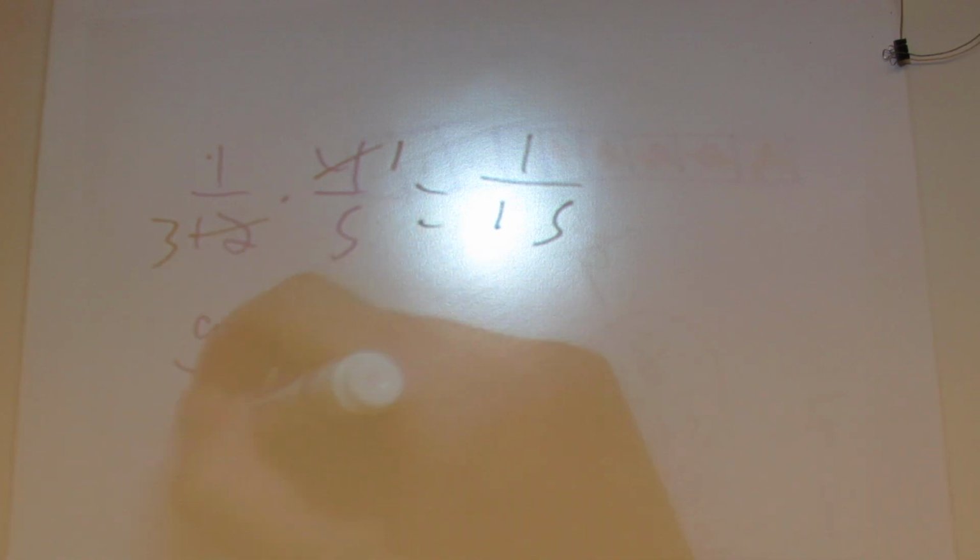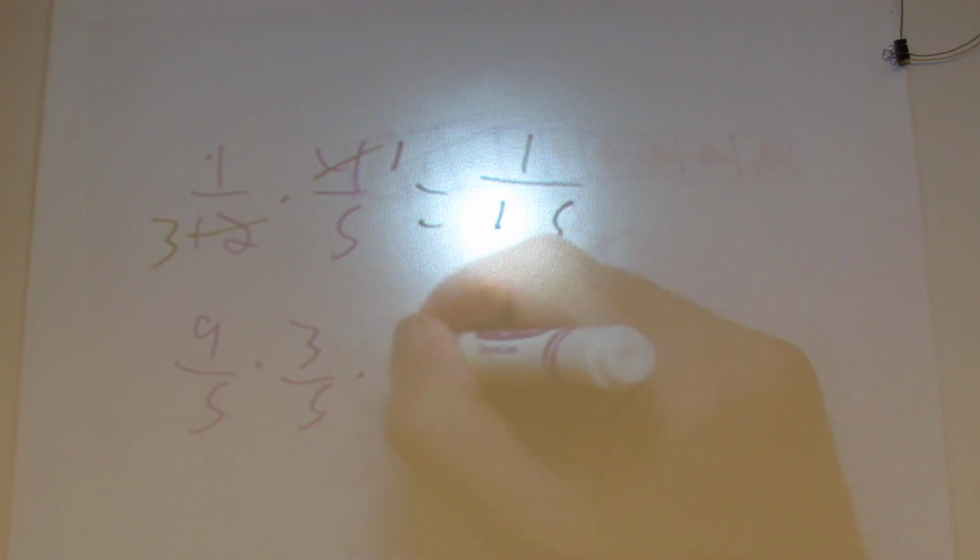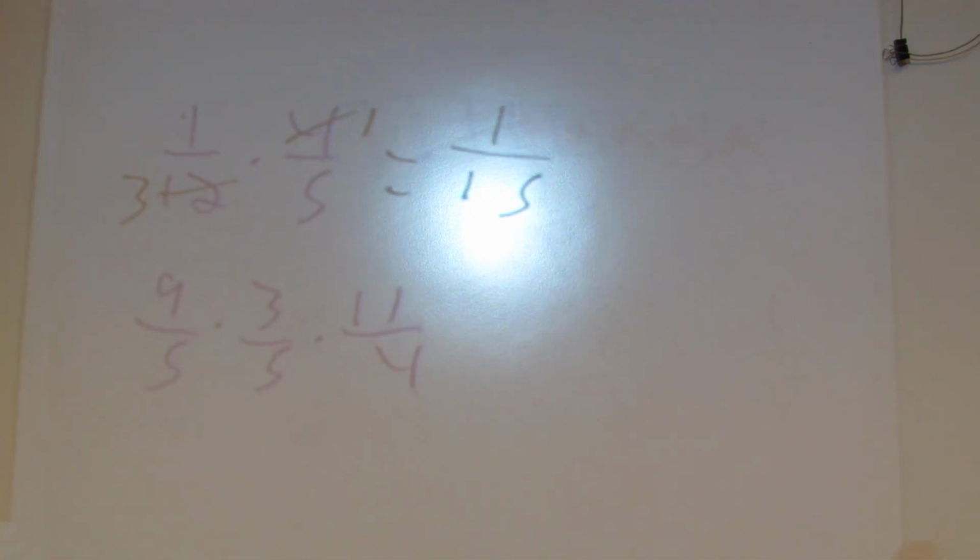Now let's say we have 9/5 times 3/5 times 11/4. There's nothing to simplify here, so I'm going to do this in parts. I'm going to start with 11 times 3. I'll leave 9/5. 11 times 3 is 33/4 times 5 is 20. And now I'm going to go 9 times 33. So 27, 9 times 3 again is 27. So 297 over 100. There's nothing we can do with this one to write it in lowest terms. If there was, you would need to do so.